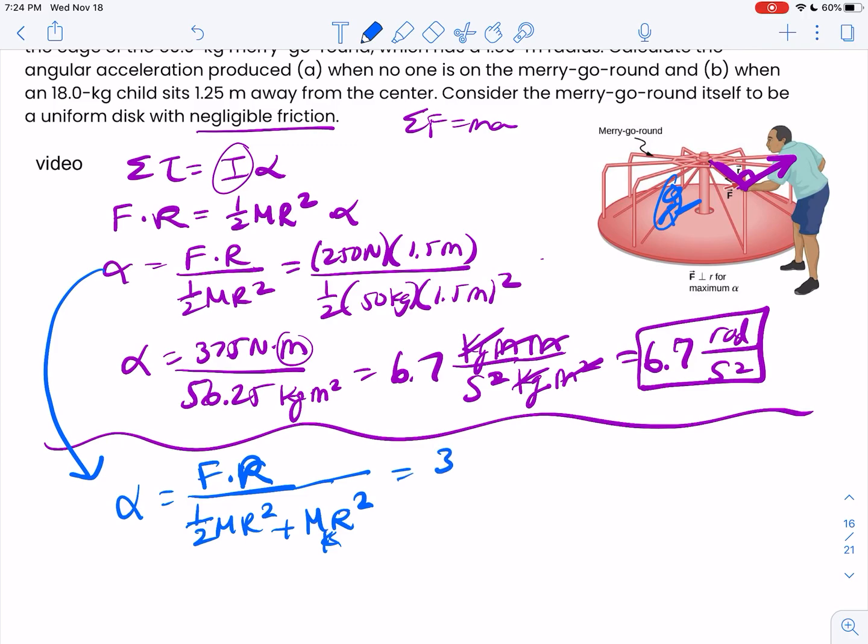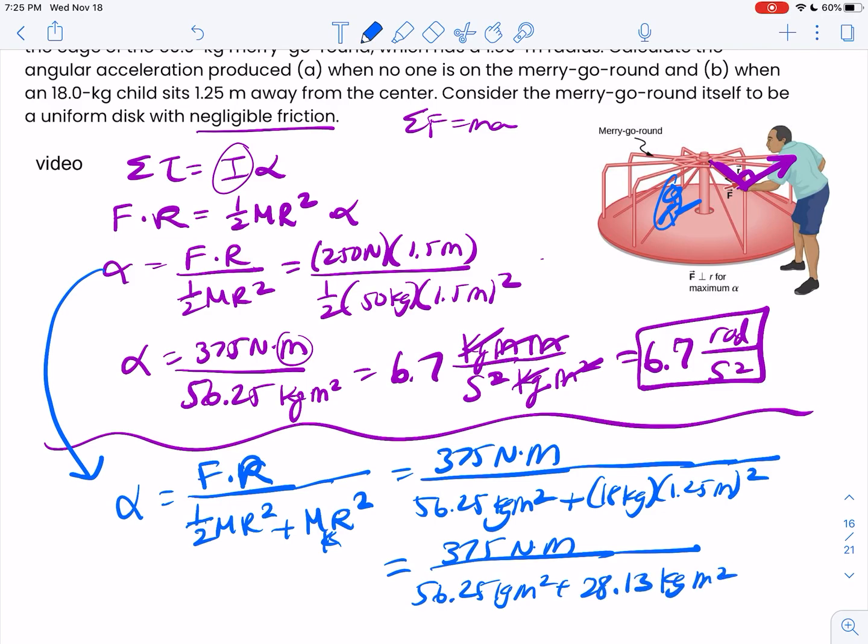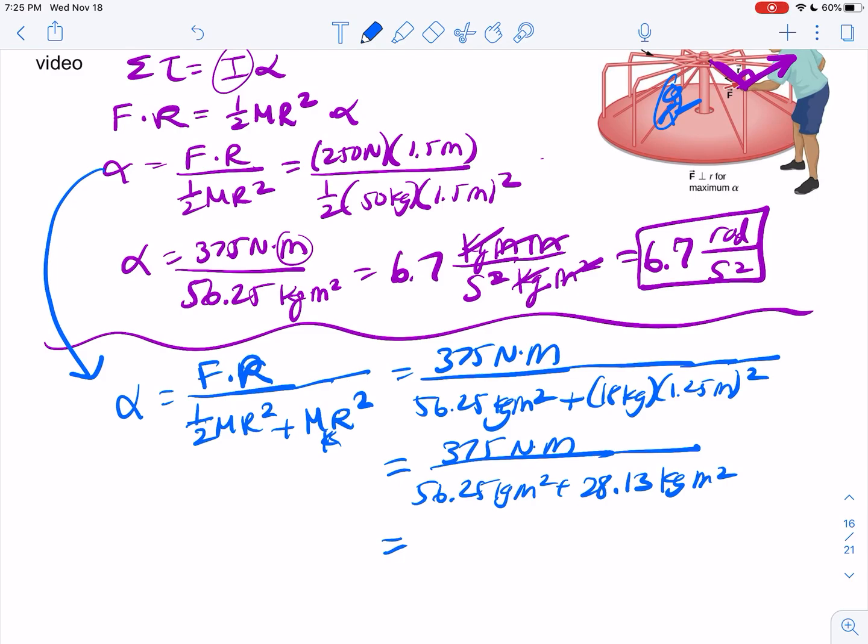So this is all the same. Plus, now we have the kid's mass, and the kid is 1.25 meters away. So now we're going to add that on there. You see that's making the bottom bigger, which overall is going to lessen the angular acceleration. 1.25 squared. So we're going to add another 28.13 down here, and then we're going to get 375.